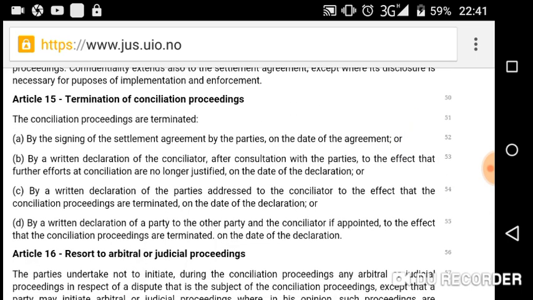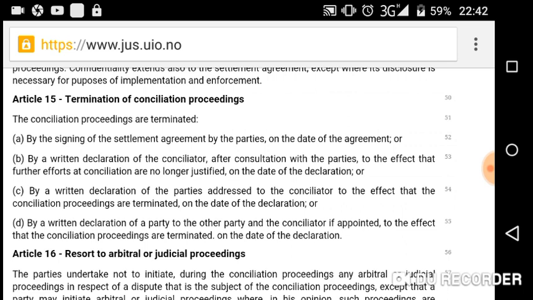Then Article 15, termination of conciliation proceedings. The conciliation proceedings are terminated: A, by the signing of the settlement agreement by the parties, on the date of the agreement. B, by a written declaration of the conciliator, after consultation with the parties, to the effect that further efforts at conciliation are no longer justified, on the date of the declaration. If agreement cannot be reached, the proceedings can be terminated.